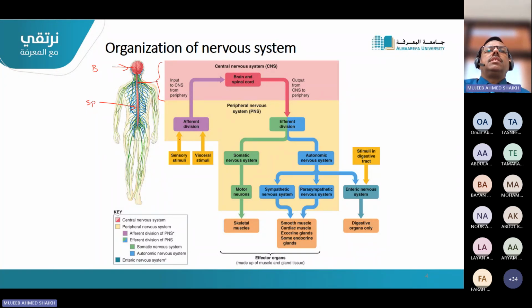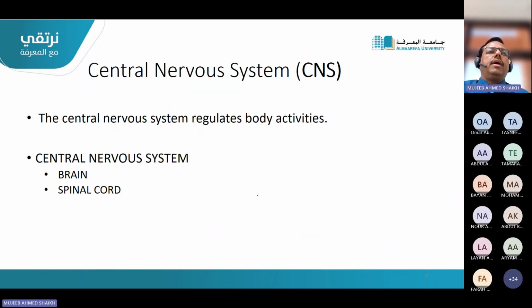Through the central nervous system, the fibers are coming in and out of it. We call them the peripheral nervous system. So this whole yellow color area is nothing but the peripheral nervous system. Now in the peripheral nervous system also we have certain divisions.